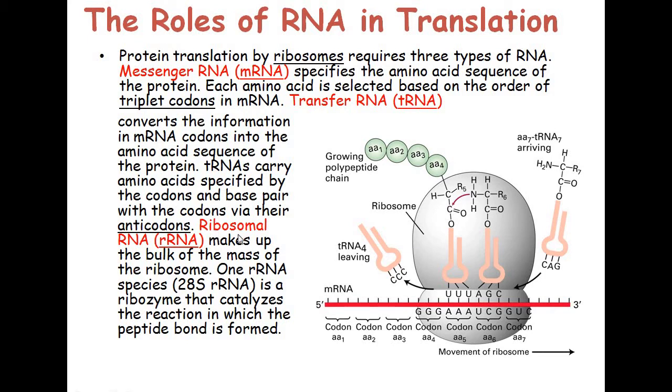And the third is the ribosomal RNA, which makes up the bulk of the mass of the ribosome. One rRNA species, that is 28S rRNA, is a ribozyme that catalyzes the reaction in which the peptide bond is formed.